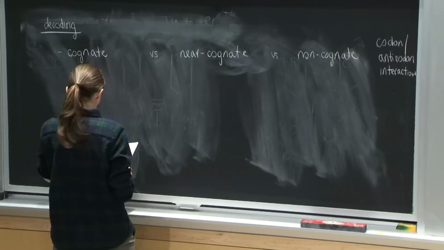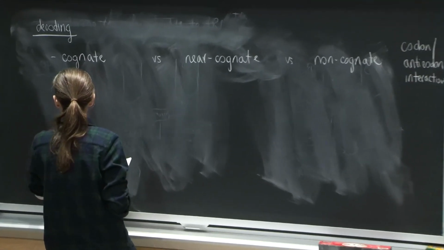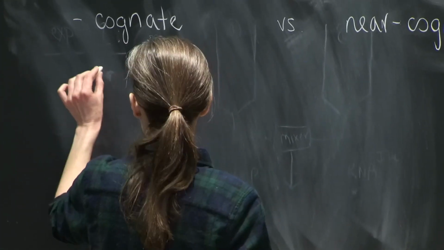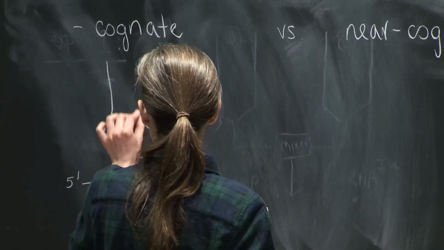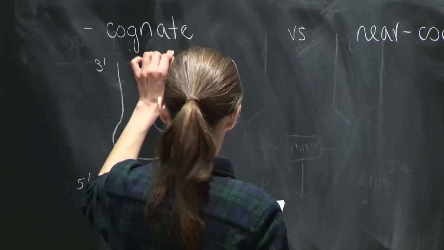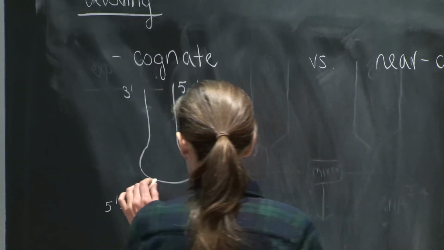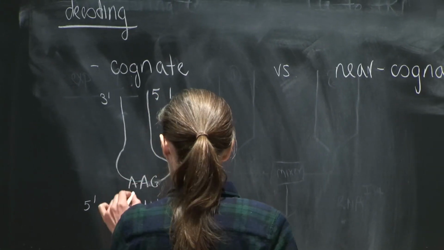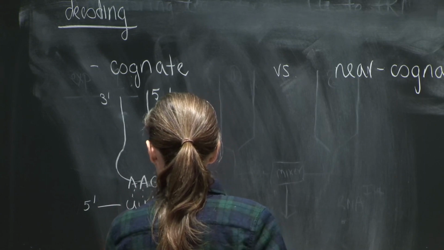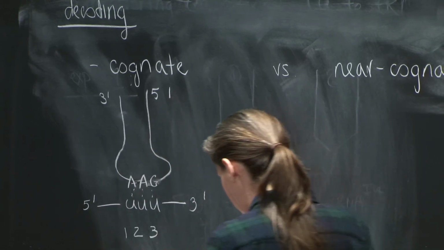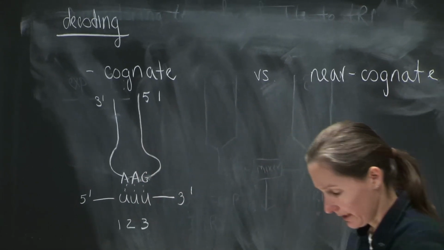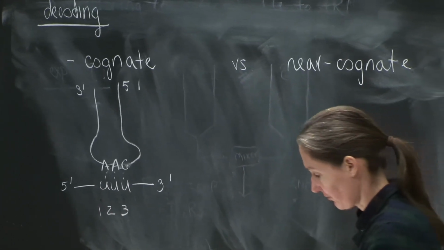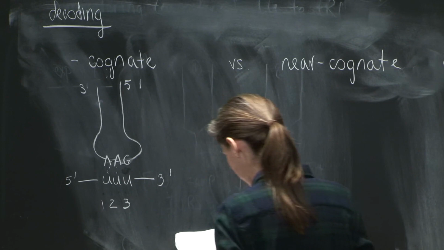If we imagine we have some mRNA, and you need to think about the 5' and 3' ends with this, and then we have some tRNA, 3', 5', we need to ask how do these match. So for instance here, if we have AAG, and we have positions 1, 2, 3 from left to right of the mRNA, here we have a cognate match. We have the AU match in positions 1 and 2, and then wobble is allowed in position 3, this GU here, so no interaction.